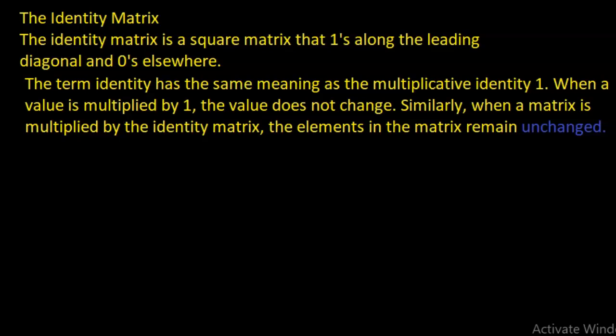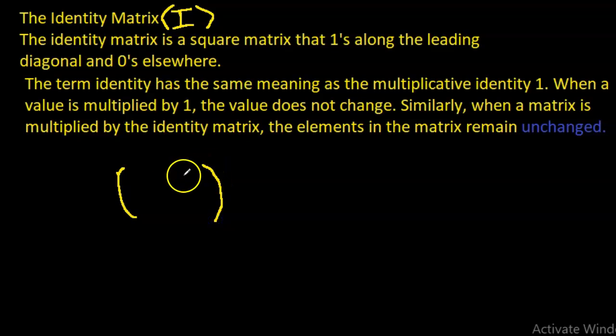So now we want to look at the identity matrix, usually denoted by the letter I, capital I. So the identity matrix is a square matrix, same amount of rows and same amount of columns, right? That has ones along the leading diagonal.